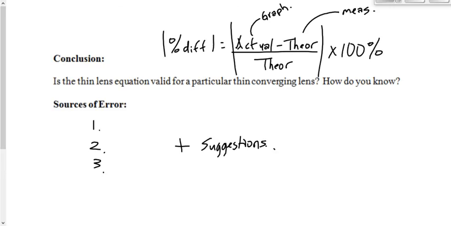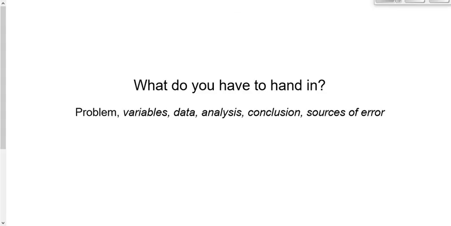What do you got to hand in for this? Well, it's on Google Classroom already, but basically it boils down to your problem, then your variables. I've already given you the problem. Variables, data, analysis, conclusion, and sources of error.